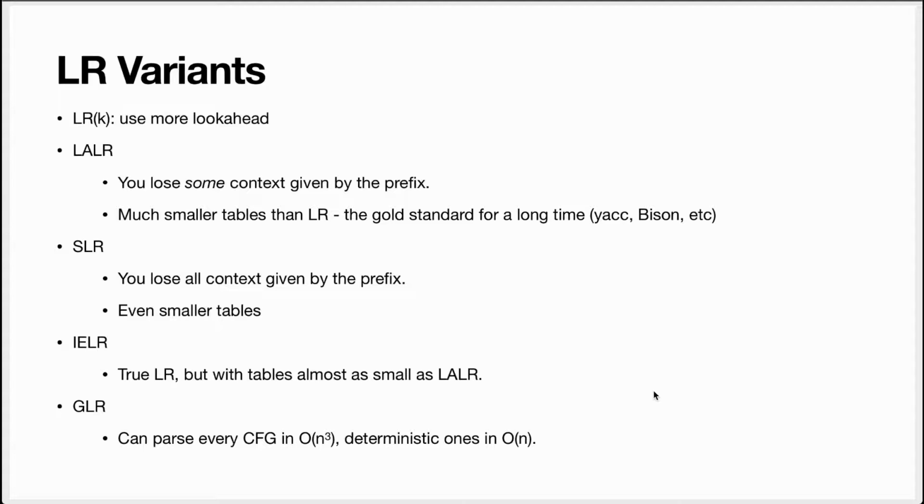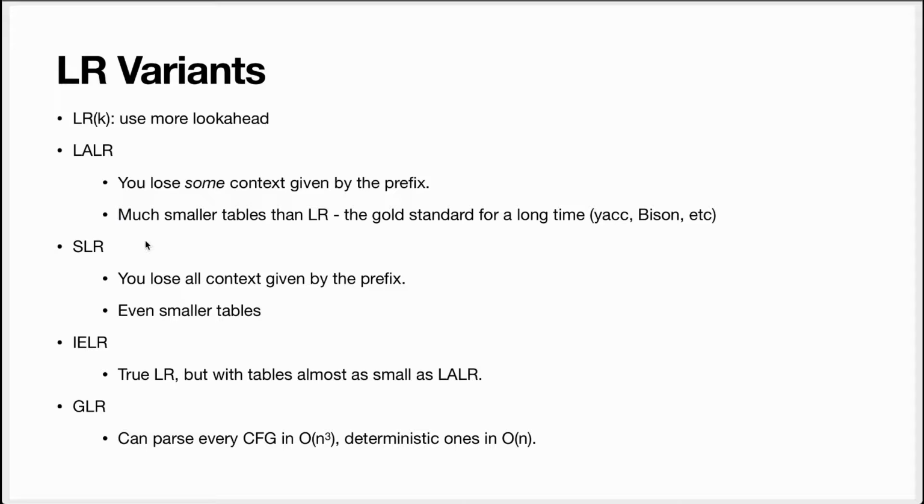I said before that there are quite a few variants of LR. We said that mostly we use LR1, but there's also LRK, which uses more tokens of lookahead. There is also LALR, and LALR has less context than LR. Because of this, you use fewer states, and so the tables are much smaller. And for a long time, this was the preferred way to implement LR. So tools such as Yacc and Bison still use LALR, even though these days they can also use GLR or IELR.